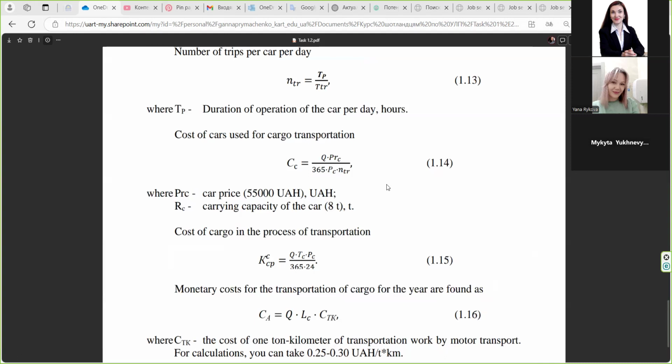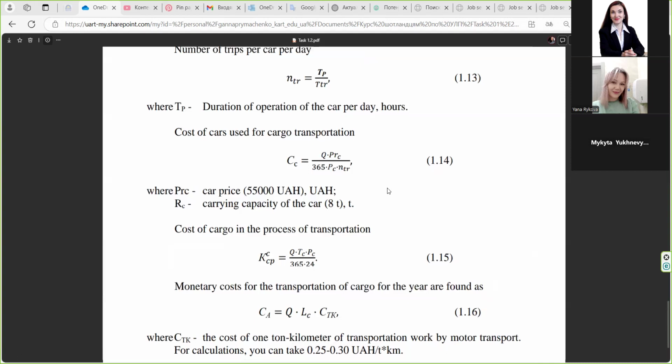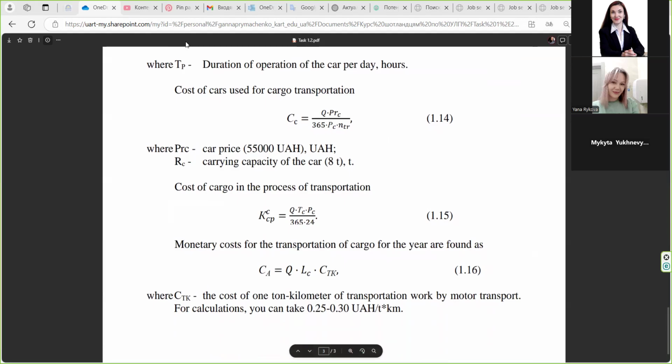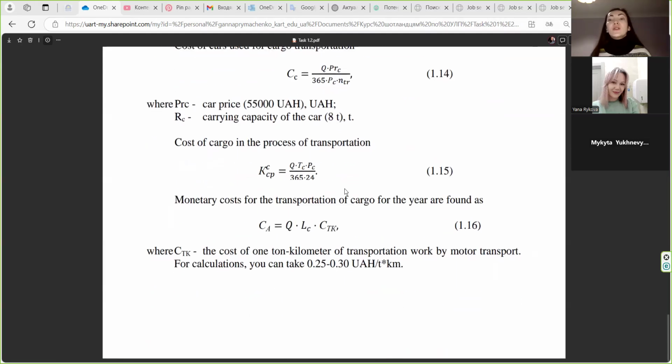Okay, and we calculated it. Our next formula, formula 1.15. It is about the cost of cargo in the process of transportation. We already calculated the same parameters for railway transport, and we know that when we transport our cargo, it also has a special price and the transport is used as a warehouse during the period of transportation. So we have such a parameter, cost of cargo in the process of transportation.